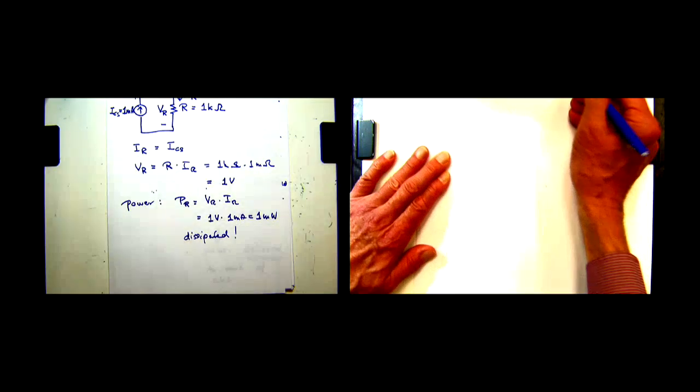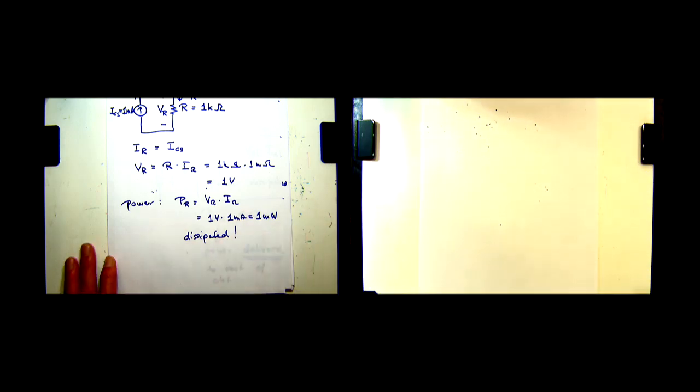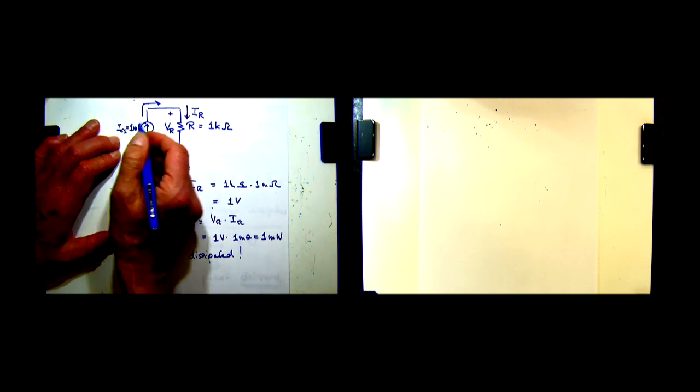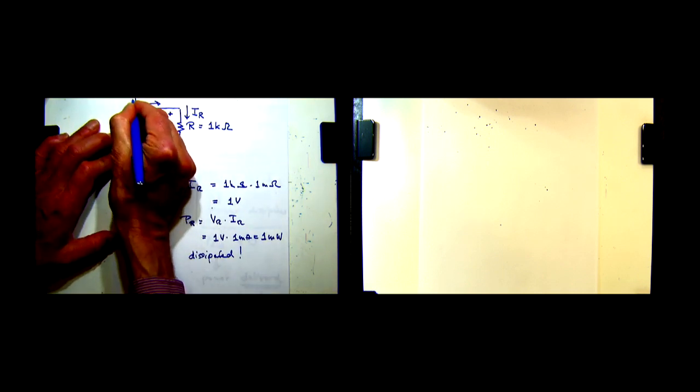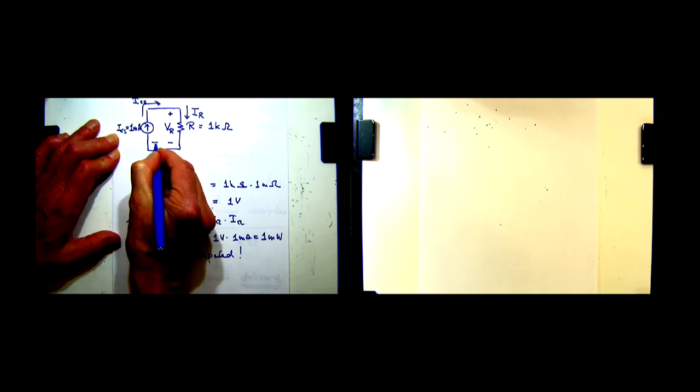So now let's continue with our example. And we want to know also the power of the current source. So this is ICS. Well, if that goes like that, then VCS has to go in the same direction.